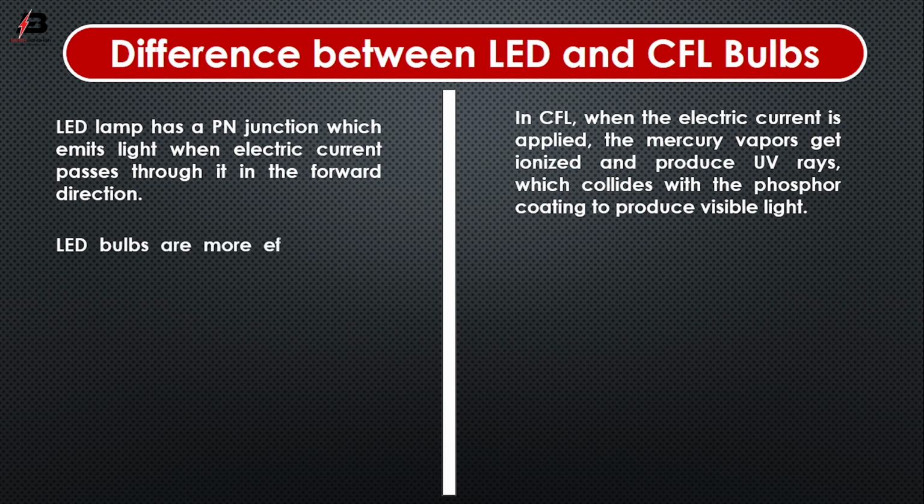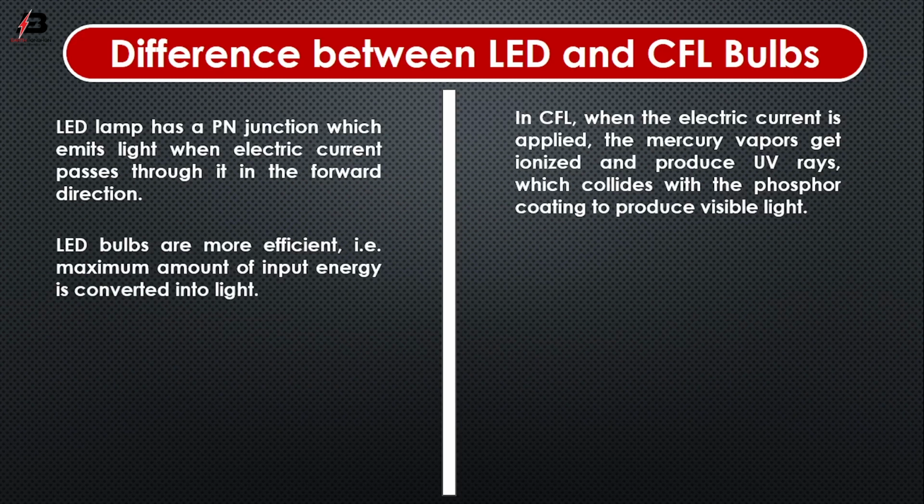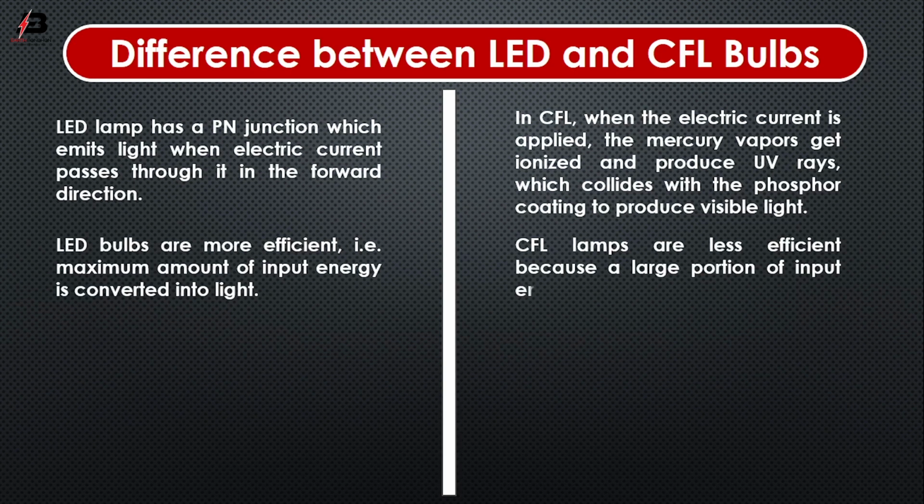LED bulbs are more efficient. For example, the maximum amount of input energy is converted into light. CFL lamps are less efficient because a large portion of input energy is wasted in the form of heat.